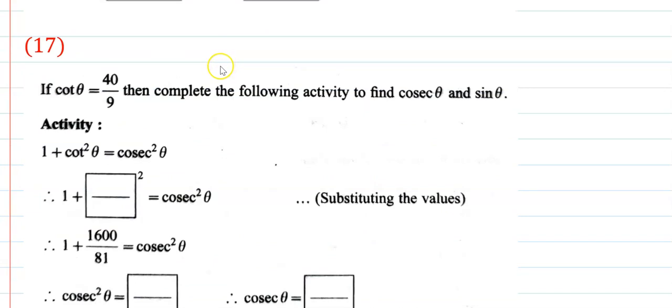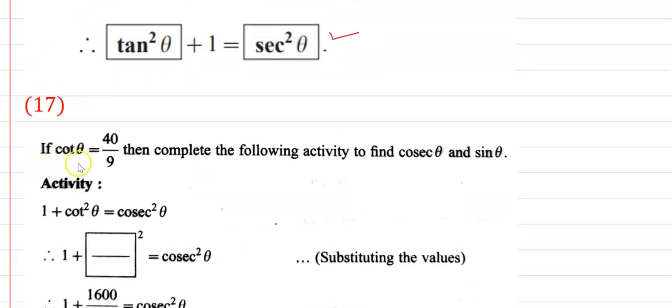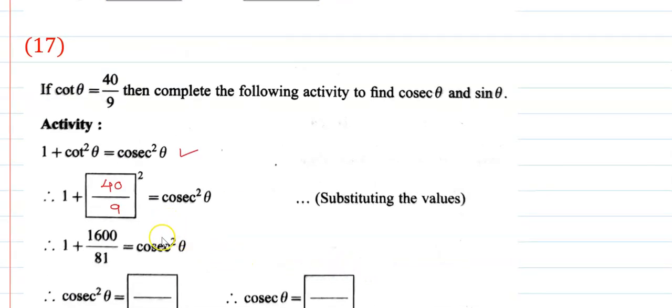Next, if cot theta is equal to 40 upon 9, then complete the following activity to find cosec theta and sin theta. Now the activity, 1 plus cot square theta is equal to cosec square theta. This is the fundamental identity. Now substitute the value. What is the cot theta? It is 40 upon 9. Therefore, we will write here 1 plus (40 upon 9) square is equal to cosec square theta, substituting the values. The values आपण टाकल्या तिथे. That is 1. 40 चा स्क्वेअर किती आला? 1600. 9 चा स्क्वेअर 81.